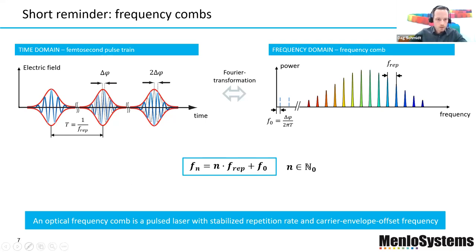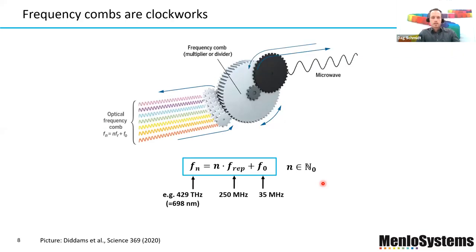Okay. So any mode number here, any mode of the frequency comb can be described by this simple formula. So any frequency of any line is given by n times the repetition rate plus f0, and n is an integer number. And an optical frequency comb is a pulsed laser with stabilized repetition rate and carrier envelope offset frequency. And this comb formula means that you really link the optical domain to the RF domain.